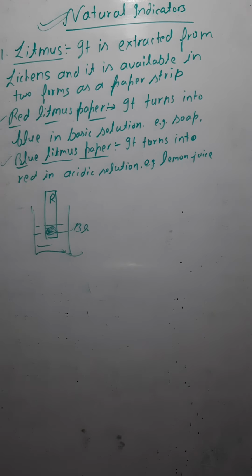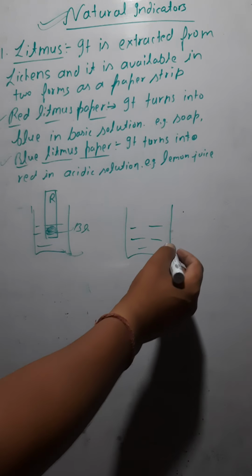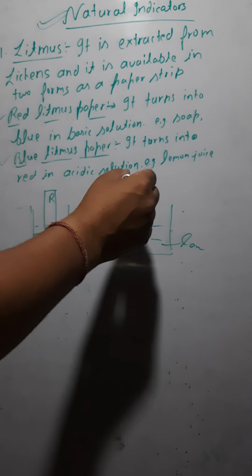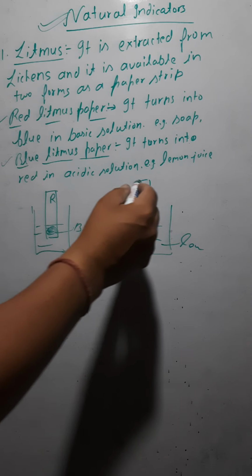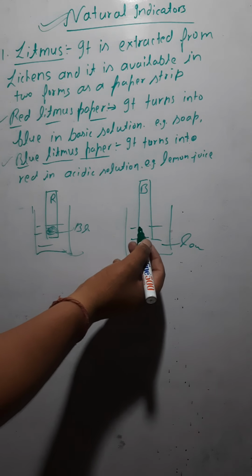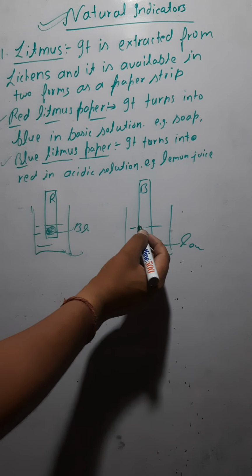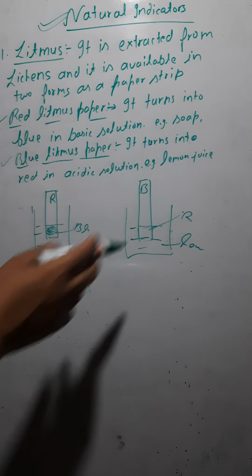The second type of litmus paper is the blue litmus paper. Blue litmus paper turns red in acidic solution. Let's say we have an acid, for example lemon juice. Take a blue litmus paper, and you will observe that the part inside the lemon water turns red.